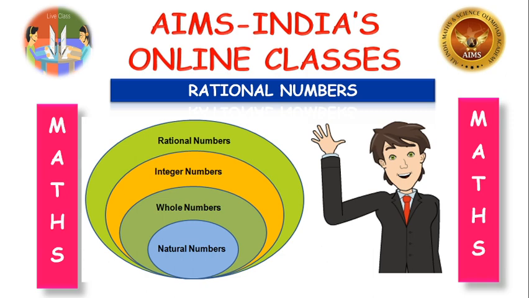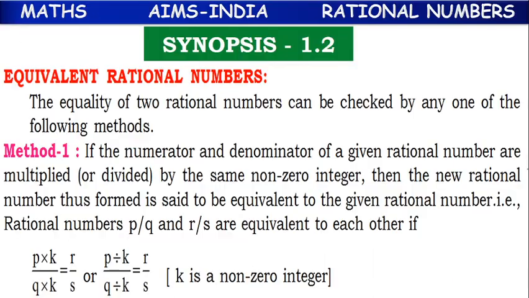Today from math subject, rational numbers topic we are going to continue. In synopsis 1.1 we learnt about what are rational numbers, what is the need of rational numbers, what is the definition, about numerator, denominator, all these things we have discussed. So let's continue our topic, synopsis 1.2.